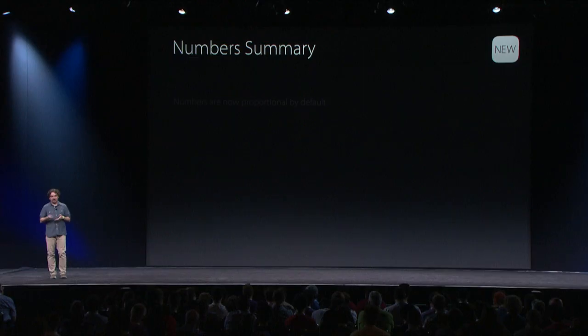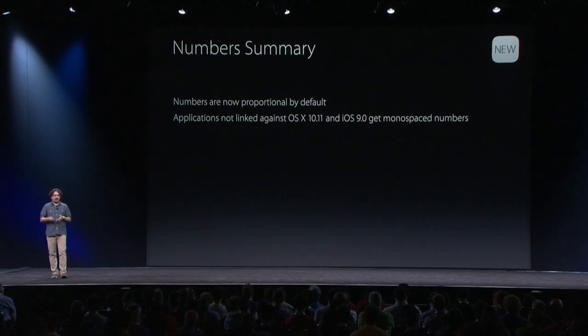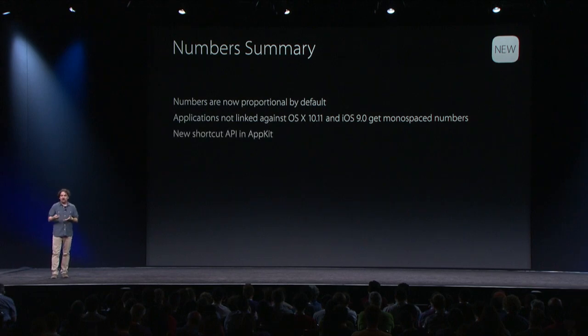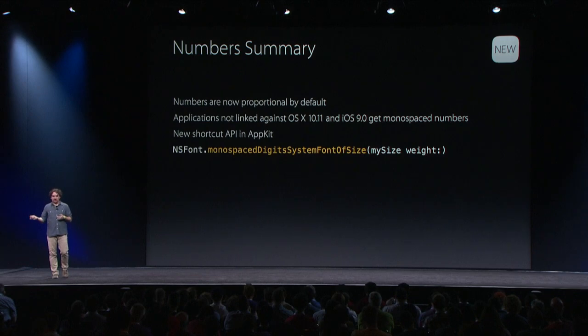So because of that, we have provisions in place. If your app is not linked against OS 10.11 and iOS 9, you still get monospaced numbers by default. The system turns on the monospace feature for you. But if you do recompile, you get proportionals. And there is a new shortcut API available in AppKit that abstracts away the feature code that I was showing you earlier. So it makes it easier for you to adopt this.